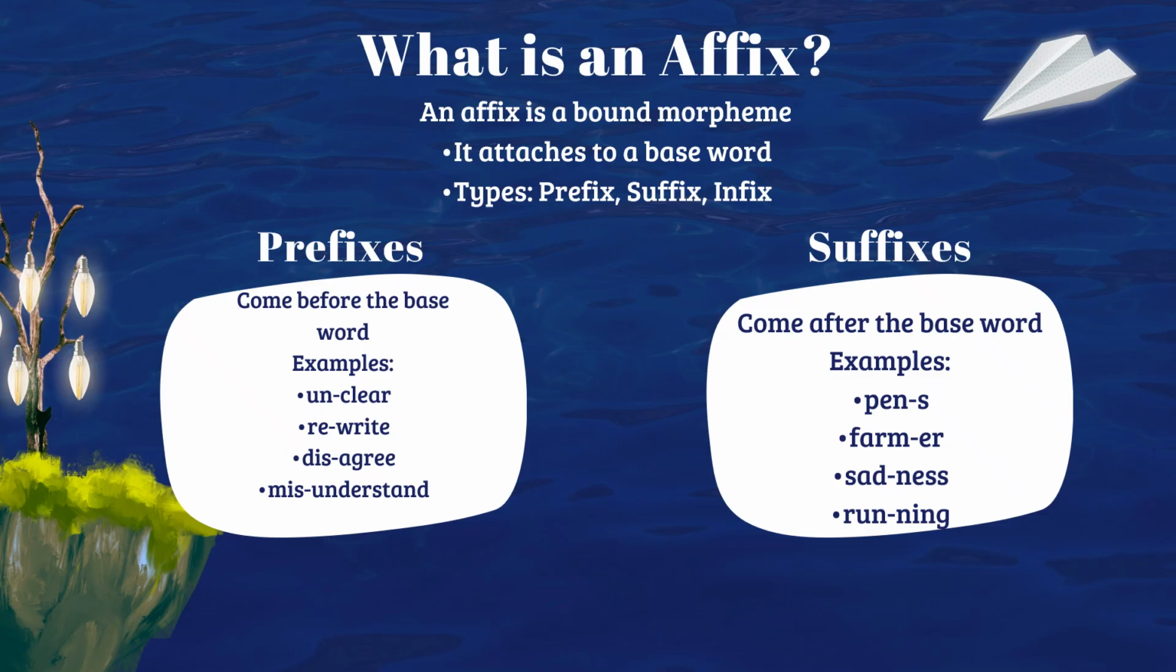Prefixes are affixes that come before the base word. For example, un in unclear, re in rewrite, dis in disagree, mis in misunderstand. And then suffixes. Suffixes are affixes that come after the base word. For example, s in pants, er in farmer, ness in sadness, ing in running. So that's the difference between prefixes and suffixes, where they are placed in a word.